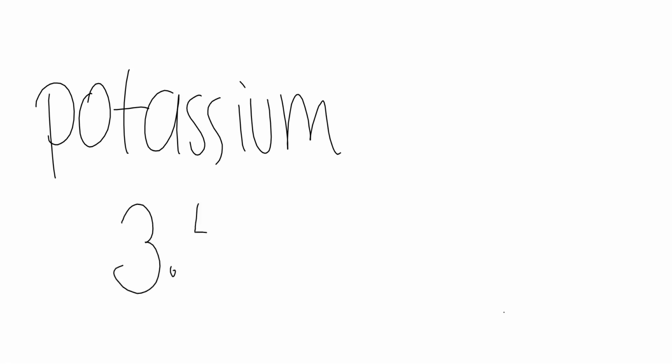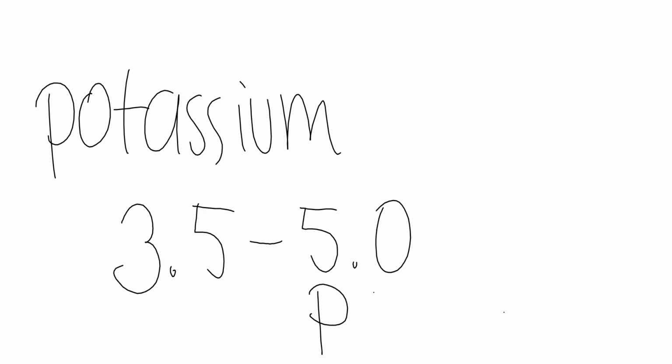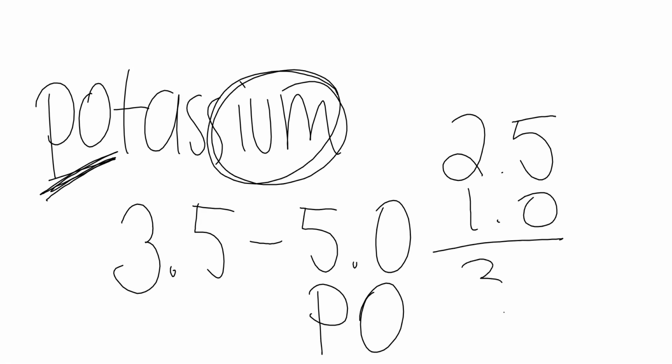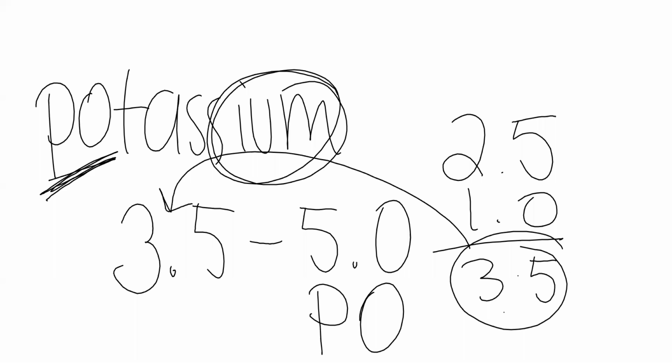Okay, this is how I memorize the electrolyte values. So we're going to start with potassium. So I'm going to write the value. It's 3.5 to 5.0. If we flip the 5 upside down, it looks like a P, and the 0 is the O for PO for the potassium. 5 divided by 2 is 2.5, but we need to add a sum of 1, which would bring us to 3.5, which is the first value for the normal range.